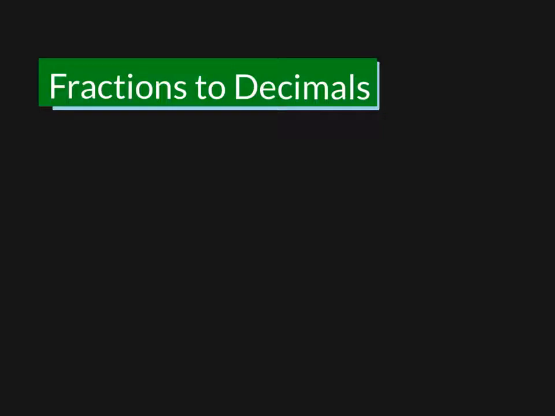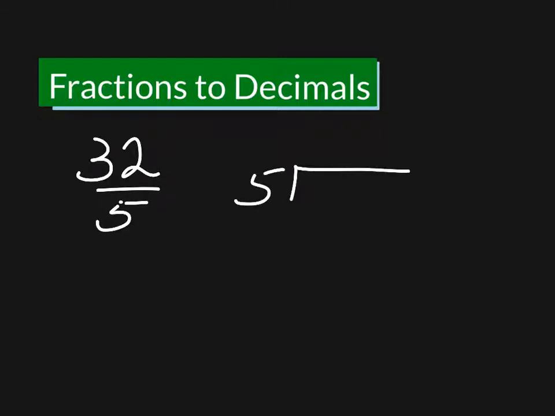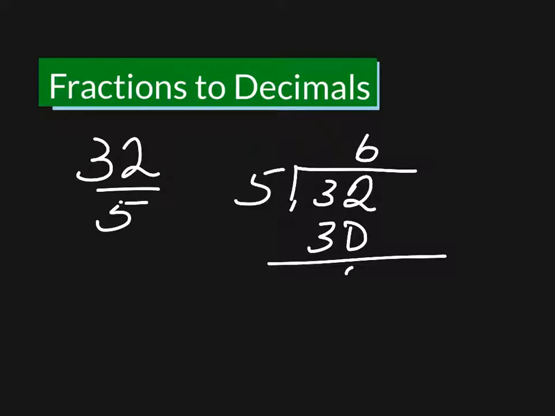Finally, how do you convert improper fractions? So let's say we have 32 over 5. An improper fraction is when the number on the top is bigger than the number on the bottom. Right, so to change a fraction to a decimal, again, you're just going to divide the bottom into the top. So 5 goes into 32 how many times? And in this case, 5 does divide into 32, goes 6 times. So 6 times 5 is 30. And we subtract, we get 2.